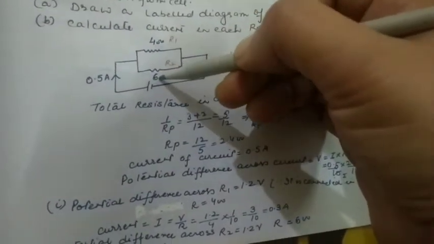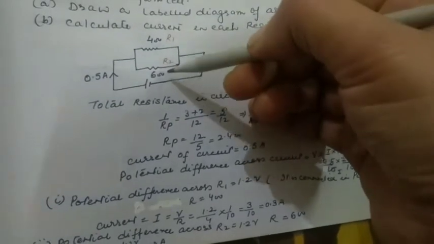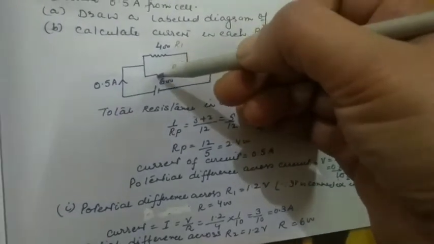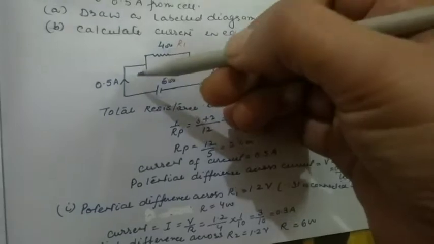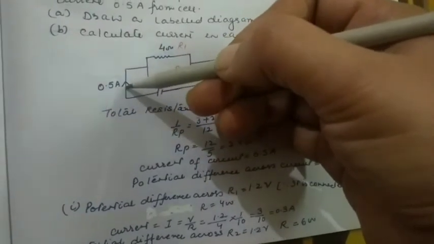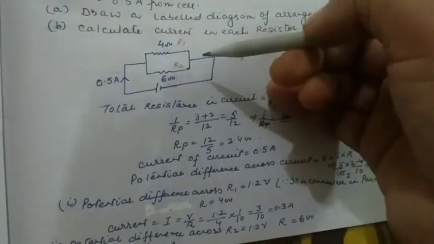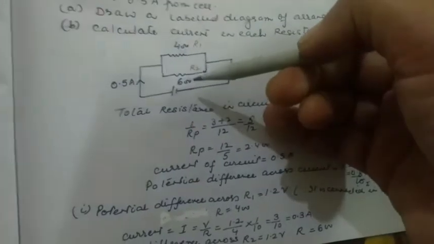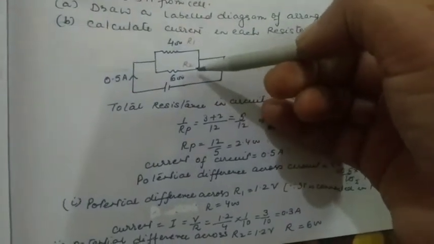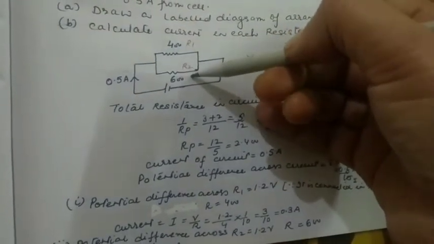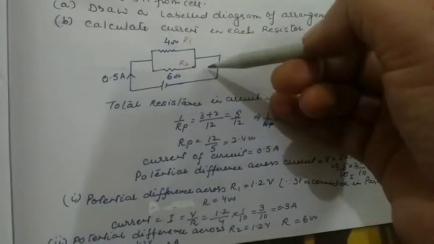If both are connected in series, it is very simple for us. We will consider on both the current flowing, that is 0.5 ampere, because in series the current will be the same and is equal to the current flowing in the circuit. But unfortunately here both are connected in parallel. Our question is a little bit difficult.